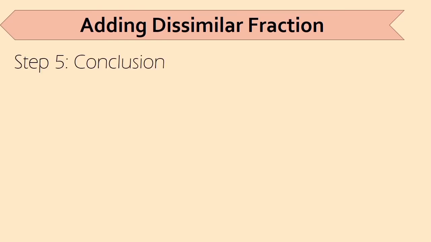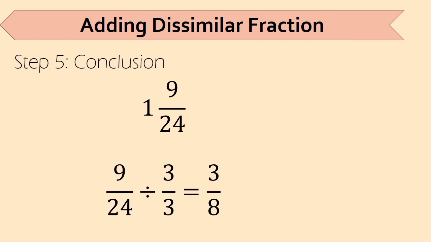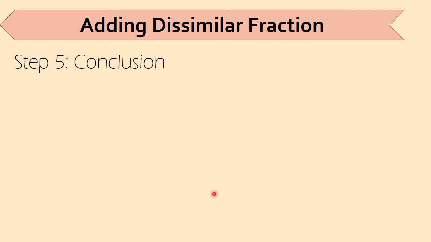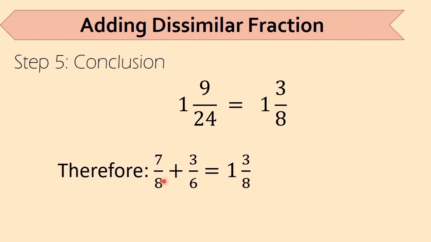Step 5, conclusion. So in reducing the sum, which is 1 and 9/24, we are going to use our GCF, which is 3. So 9/24 divided by 3/3, we have 3/8. So from 9/24, it is changed into 3/8. So our new mixed number, from 1 and 9/24, is reduced into 1 and 3/8. Therefore, 7/8 plus 3/6 is equal to 1 and 3/8.